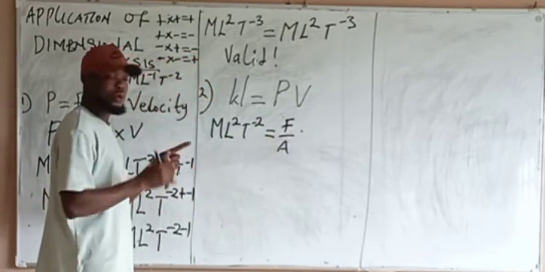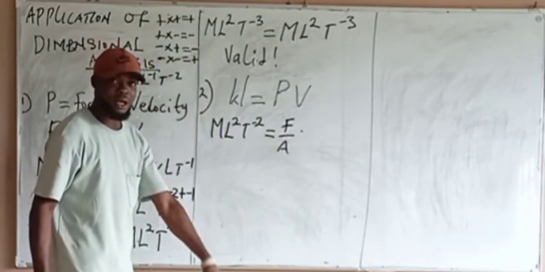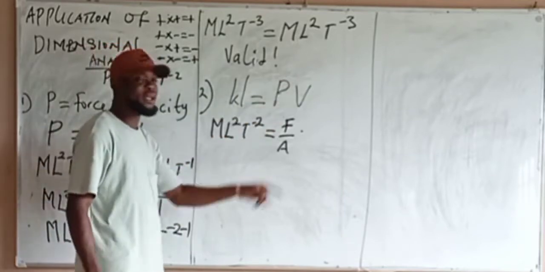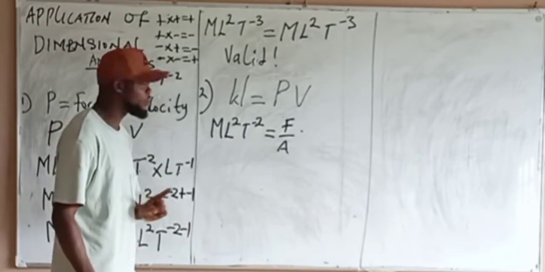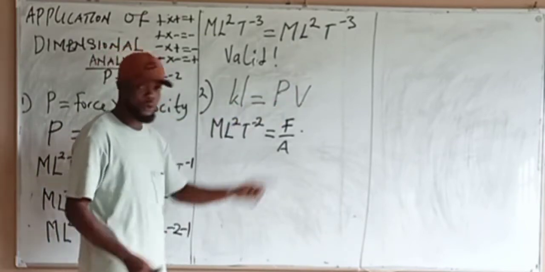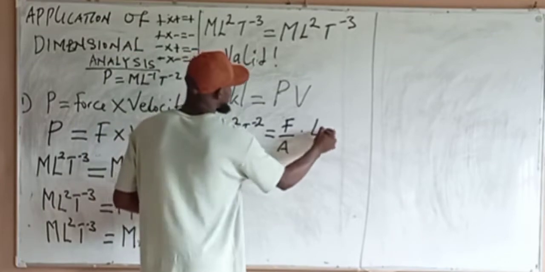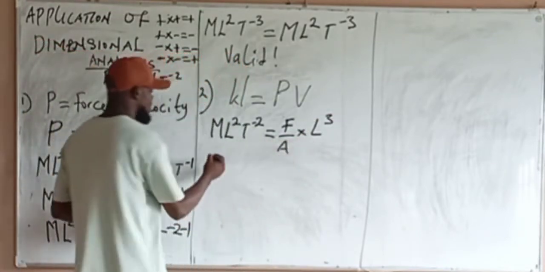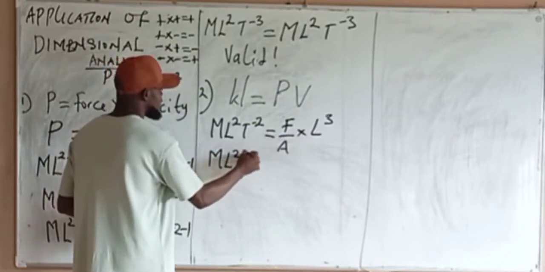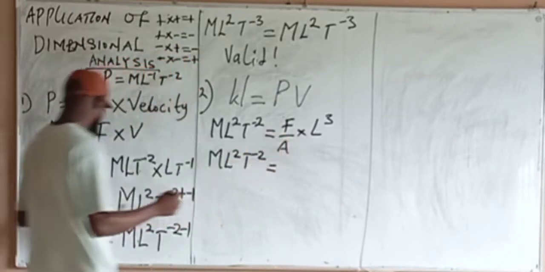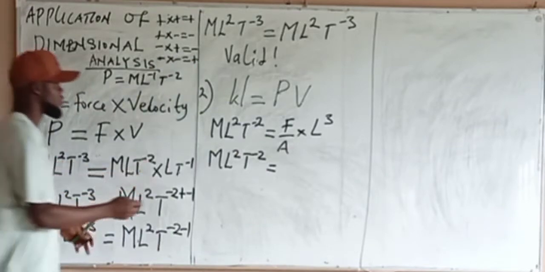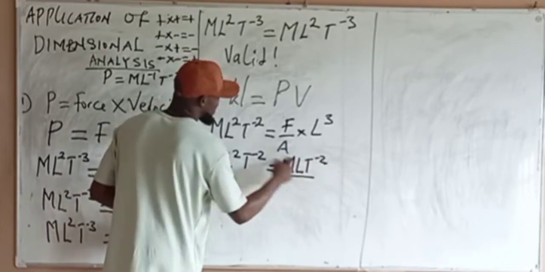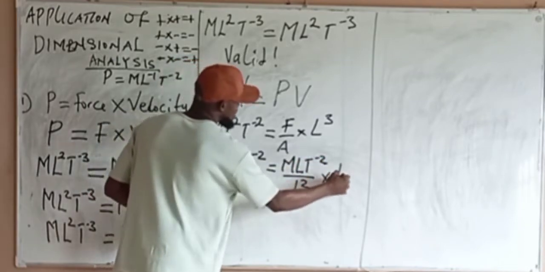Now look at it. W is work done. P is pressure. Then V is volume. Think of that one. Work done, pressure, volume. So what is the dimension of volume? L to the power 3. Then we have M L squared T to the power minus 2 is equal to what is the dimension of force? M L T to the power minus 2. We have M L T raised to the power minus 2 over what is the dimension of area? L squared times L cubed.